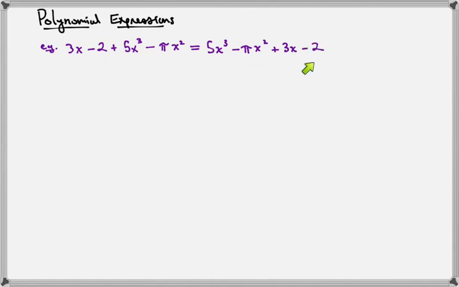This expression is now in standard form. The first term is the leading term, and its coefficient is called the leading coefficient. The leading coefficient in this case is 5. The degree of the polynomial is the degree of that leading term, and in this case, the degree of our polynomial expression is 3.